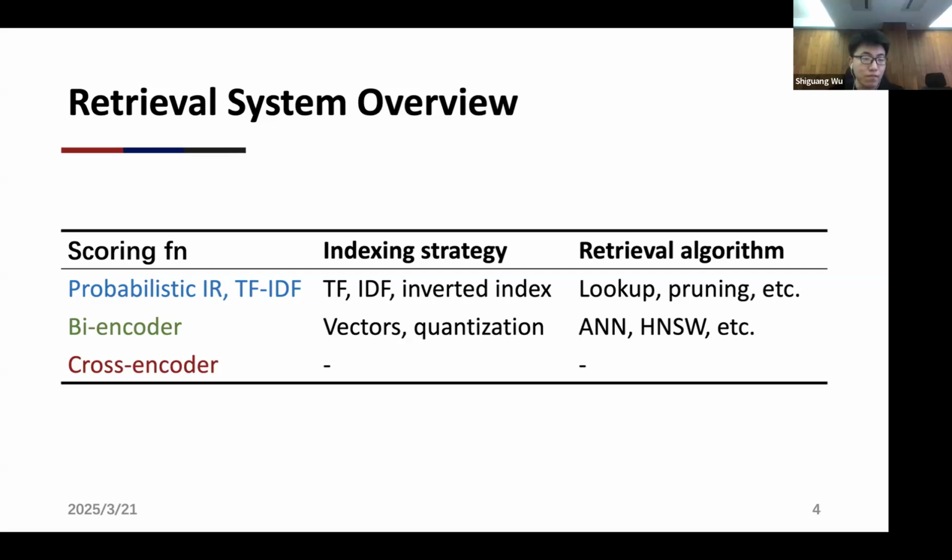And last is the cross-encoder model, which is one model that accepts an input of a query and a document.